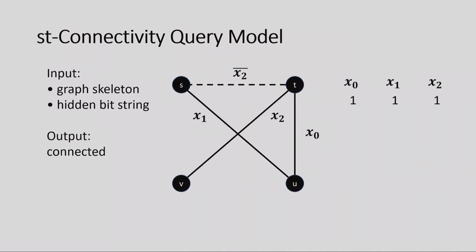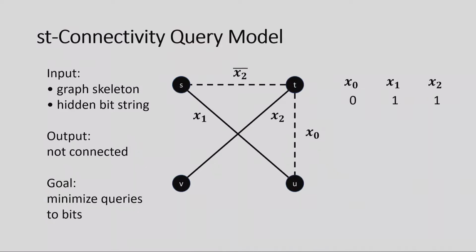So for example, if we're given the bit string 1, 1, 1, we know that the graph looks like this, and there is in fact a path from S to T, so we should output that S and T are connected in this graph instance. But if we're given the bit string 0, 1, 1, for the same reasons that we're able to find a cut between these two components, there is no path from S to T.